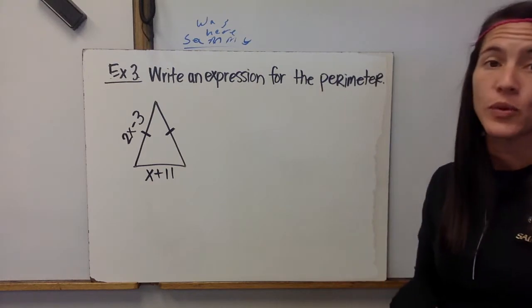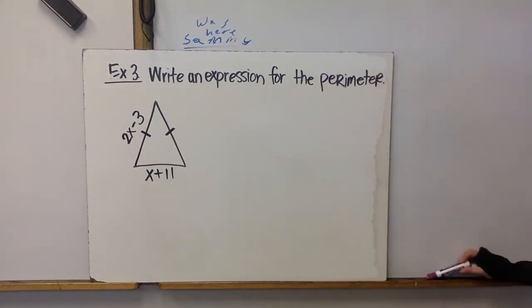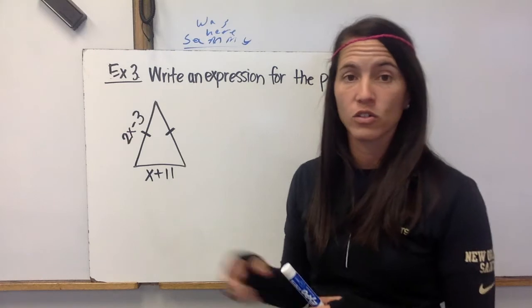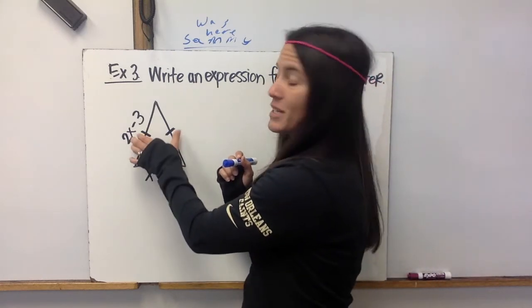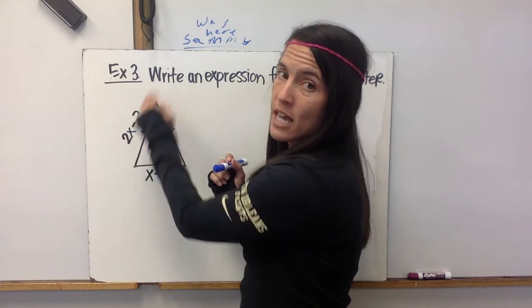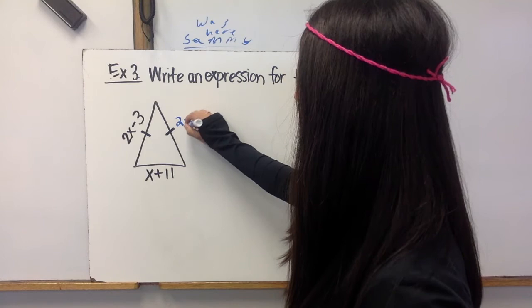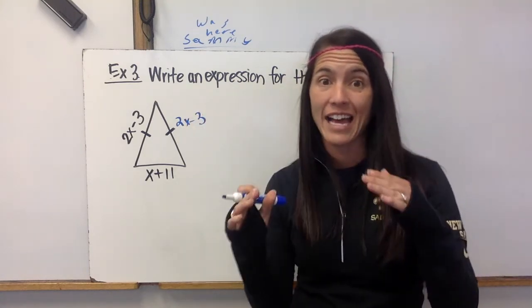Example 3, write an expression for the perimeter of this triangle. So perimeter means we add up all the sides, and I have an isosceles triangle, so it has at least 2 congruent sides. When you have these little marks, that means these 2 sides are the same. So if this side is 2x minus 3, that means this side also is 2x minus 3. And if I want the perimeter, I need to add all 3 sides.